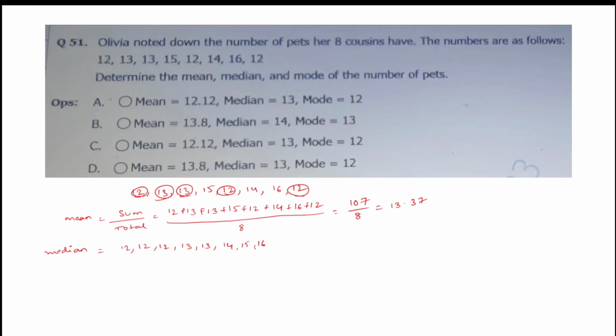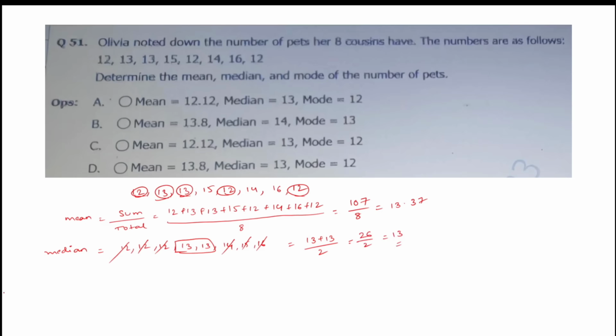For the median, we need to calculate the middle value. So just remove from left and right one by one. Then we will get the middle value. So here we have these two as the middle values. If you have two values as the middle value, then we need to add the middle two values and divide by 2. So 13 plus 13 is 26, divided by 2, which equals 13. So the median is 13.